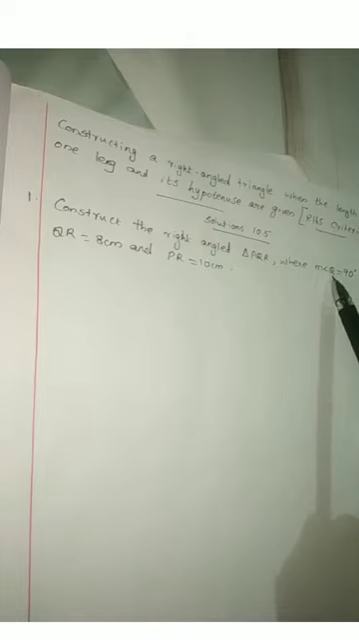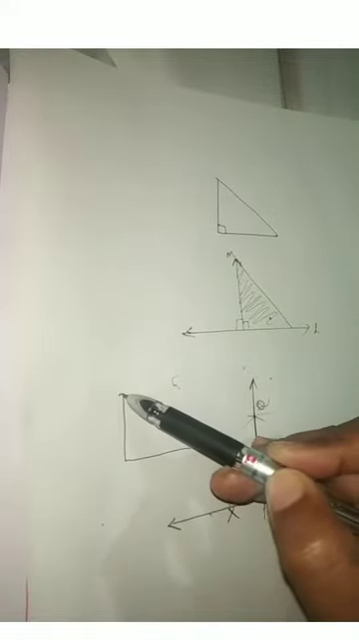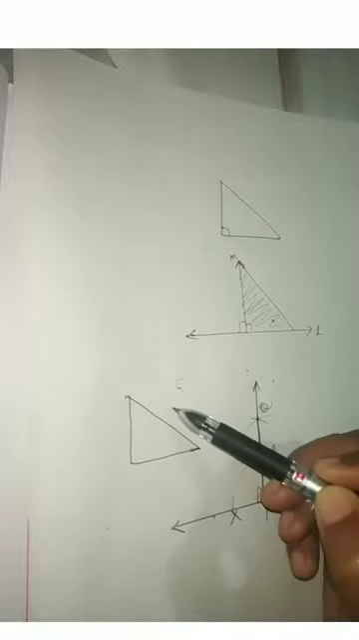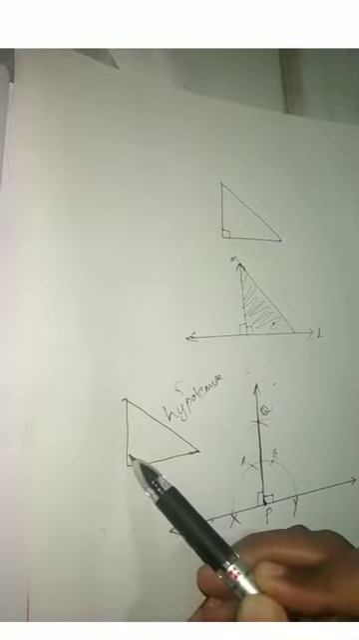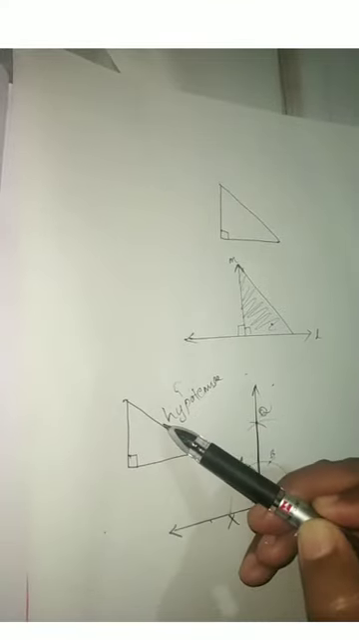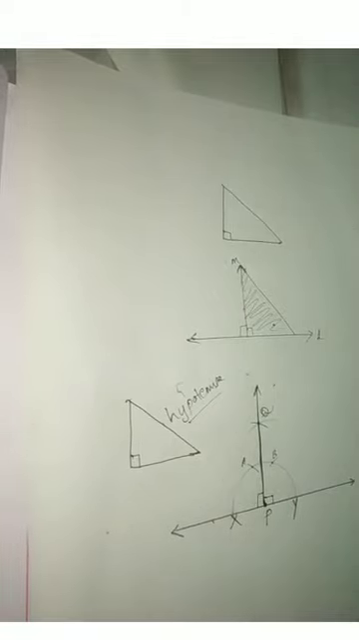First question: construct the right-angled triangle PQR where the measure of angle Q is equal to 90 degrees. Then QR is equal to 8 centimeters and PR is equal to 10 centimeters. We all know that if it is a right-angled triangle, this side will be the hypotenuse and this will be 90 degrees. The side opposite to 90 degrees will be the hypotenuse of a right-angled triangle.